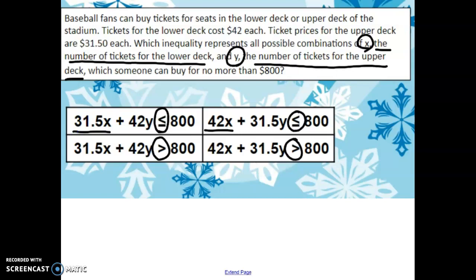It says which someone can buy for no more than $800. So remember, guys, it's not saying more than $800. It's saying no more than. So think about what the opposite of more is. The opposite of more is less. And so if we don't want more than $800, we want either less than, or we could have exactly 800. We just know we don't want more than 800. So less than is good, or equal to.